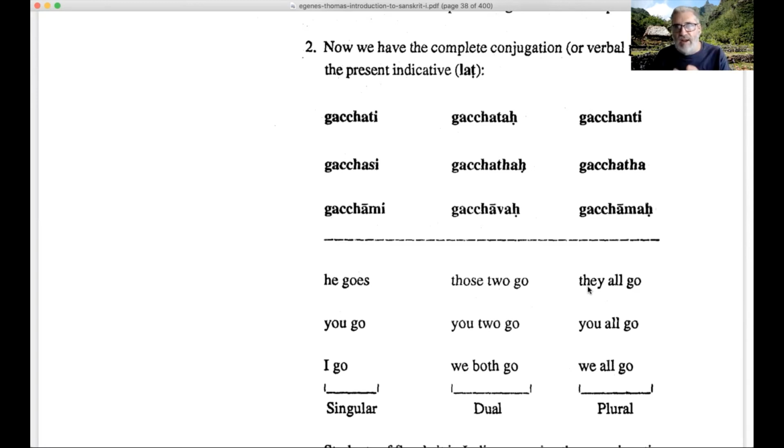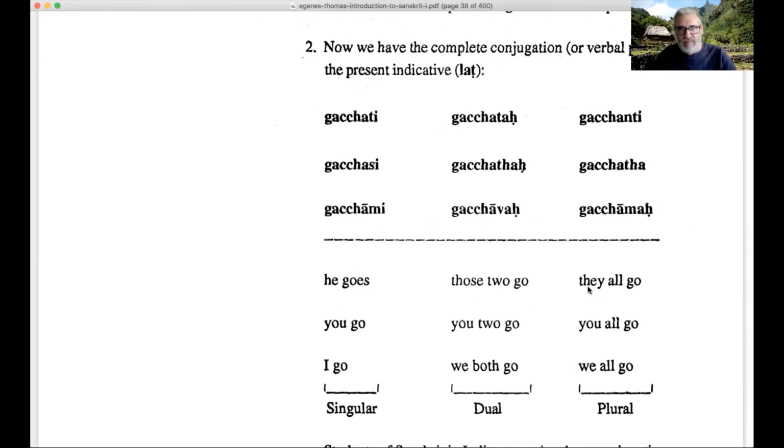So now we just learned vad, and we also learned tishtati, right? So now somebody, please conjugate fully the verb to stand, tishtati. Okay. Tishtati, tishtataha, tishtanti, tishtasi, tishtathaha, tishtatha, tishtami, tishtavaha, or is it tishtavaha, and tishtamaha.